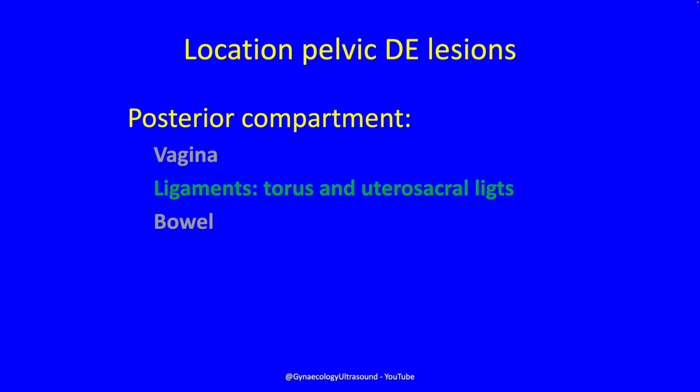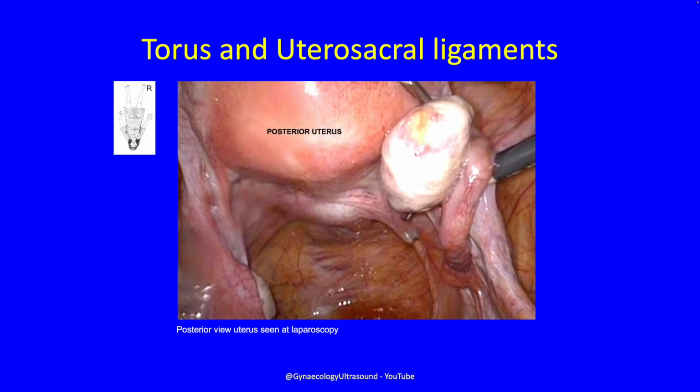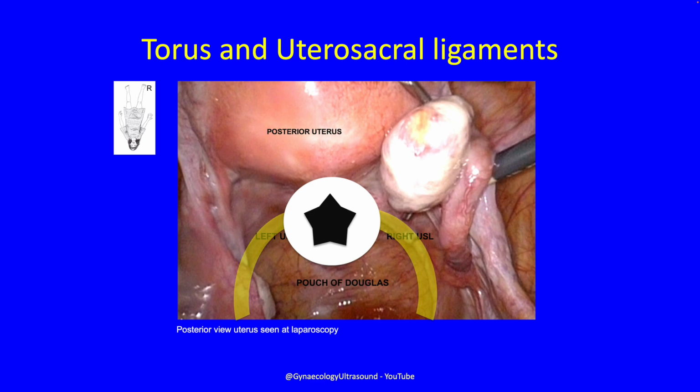More deep endometriosis you can see in the ligaments, the torus and uterosacral ligaments, and this is what that looks like. At laparoscopy, we put a camera through the patient's belly button and we're looking toward her feet. So what you can see is the back of the uterus. This is the torus. This is a ligament that inserts onto the back of the torus, and this is the left uterosacral ligament. There's the pouch of Douglas. This is the torus. This is the commonest location of disease.